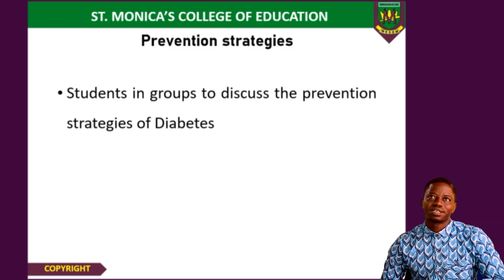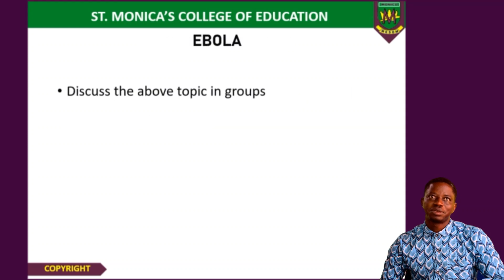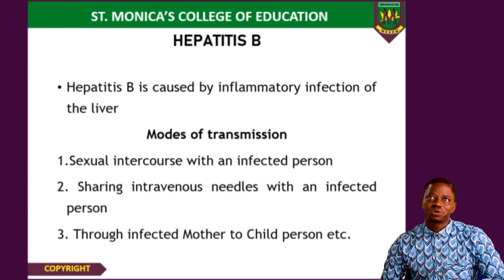Let's look at hepatitis B. Hepatitis B is caused by an inflammatory infection of the liver. So when your liver becomes inflamed and enlarged beyond the normal, we say you are suffering from hepatitis. Most transmission is through sexual intercourse with an infected person. So in case you are hepatitis B positive, it means that you have to abstain from sex. The moment you engage in sexual intercourse with an infected person, you will also be infected.